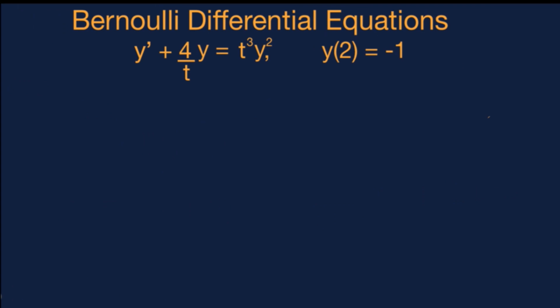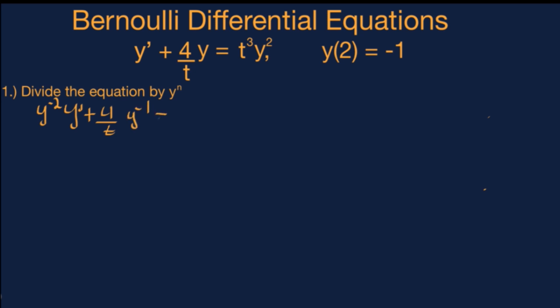So to make things more concrete, we'll solve this initial value problem. And the first step of solving this is dividing both sides by y squared, which is the same thing as multiplying by y to the negative 2. So when we do that, we get y to the negative 2 times the derivative of y plus 4 over t times y to the negative 1 is equal to t cubed.